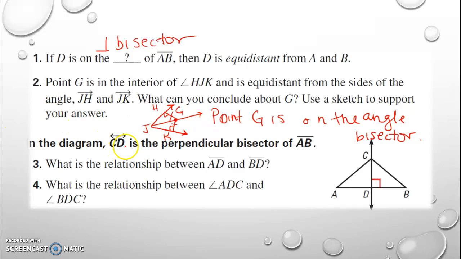Alright, in the diagram, line CD is a perpendicular bisector of line AB. So what is the relationship between AD and BD? And it would be that they are congruent. And what is the relationship between angle ADC and BDC? And they would both be 90 degrees because it means that that is the perpendicular bisector.